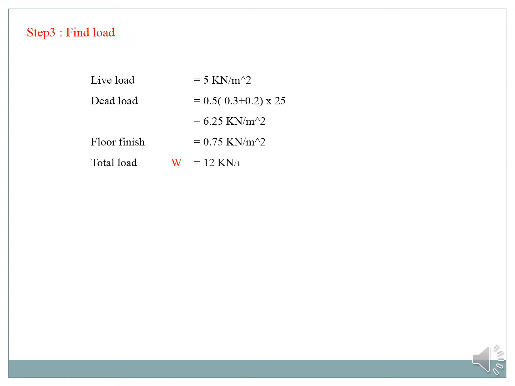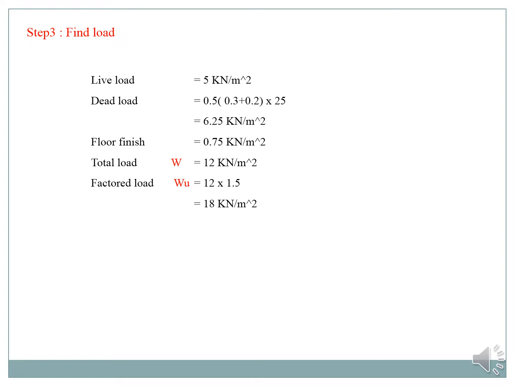Then step number 3, find load. The live load is given in our question as 5 kN per meter square. Then dead load is equal to 0.5 into 0.3 plus 0.2, where 0.3 is the thickness of the column strip and 0.2 is the thickness of the middle strip, into the unit weight of concrete, 25. So 6.25 kN per meter square. The floor finish is 0.75 kN per meter square. The floor finish is assumed here; sometimes it will be given in our question.